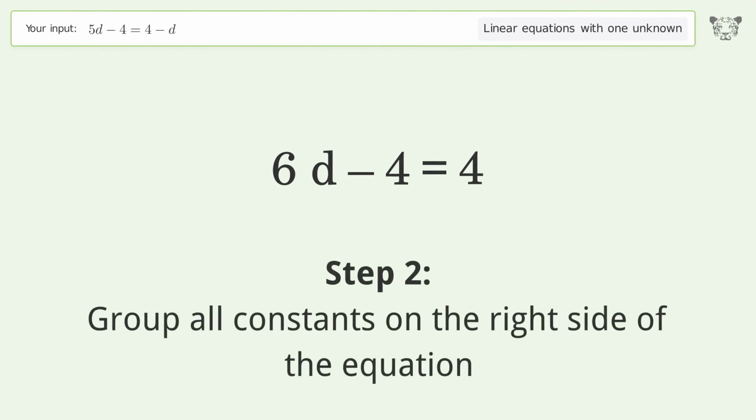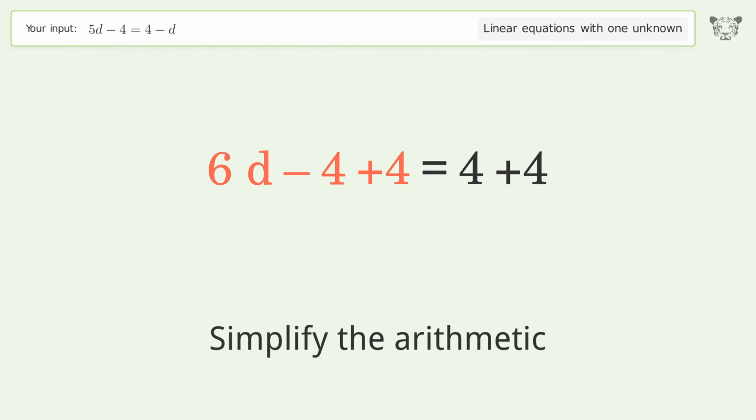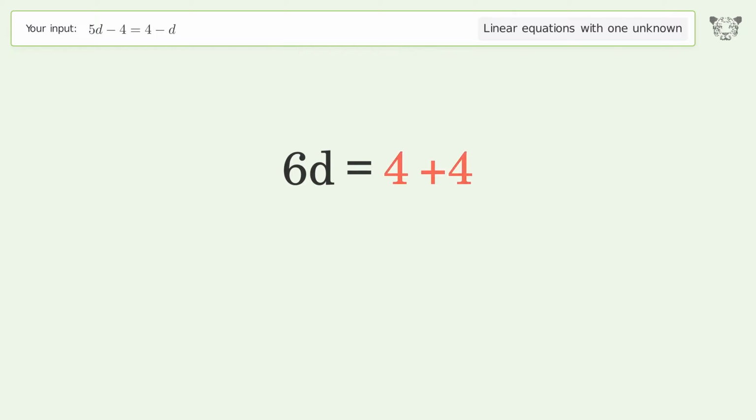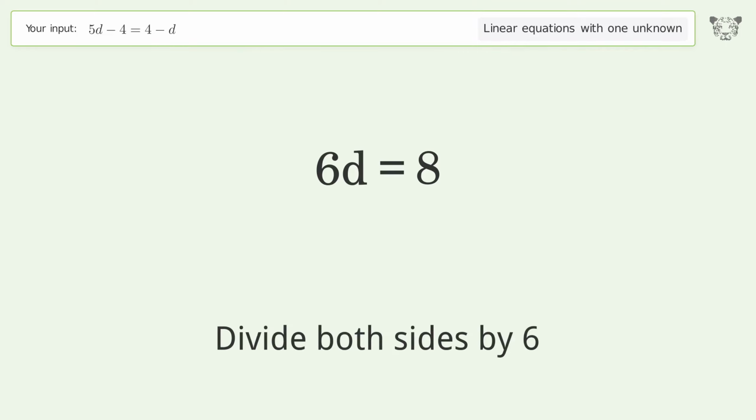Group all constants on the right side of the equation. Add 4 to both sides. Simplify the arithmetic. Isolate the d. Divide both sides by 6.